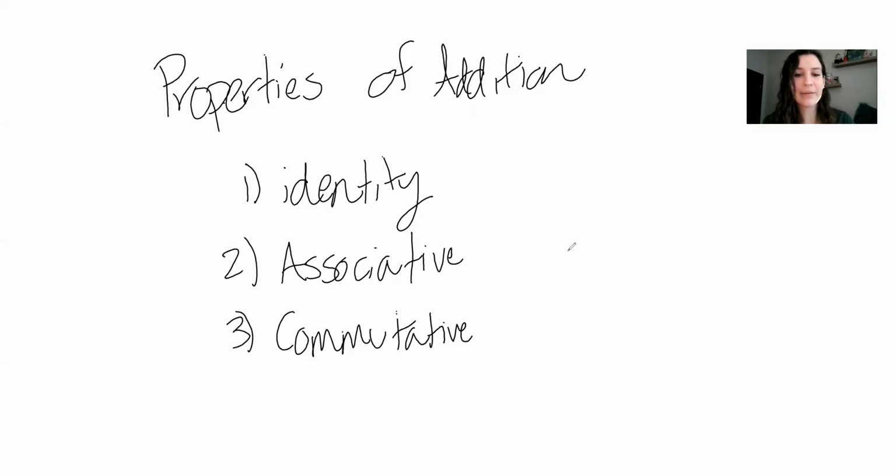Hey everybody, today we're going to be going over properties of addition. Right off the bat, we're going to be covering three of those today. We have the identity property, the associative, and the commutative. So let's quickly define what each of these are before jumping into some practice problems.